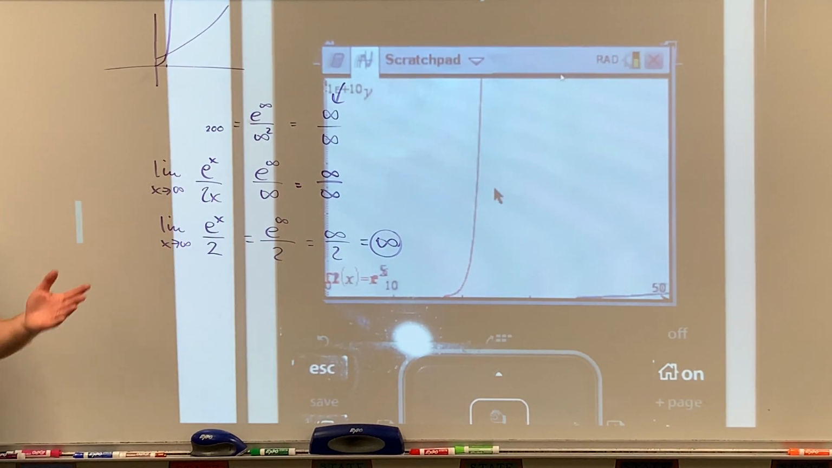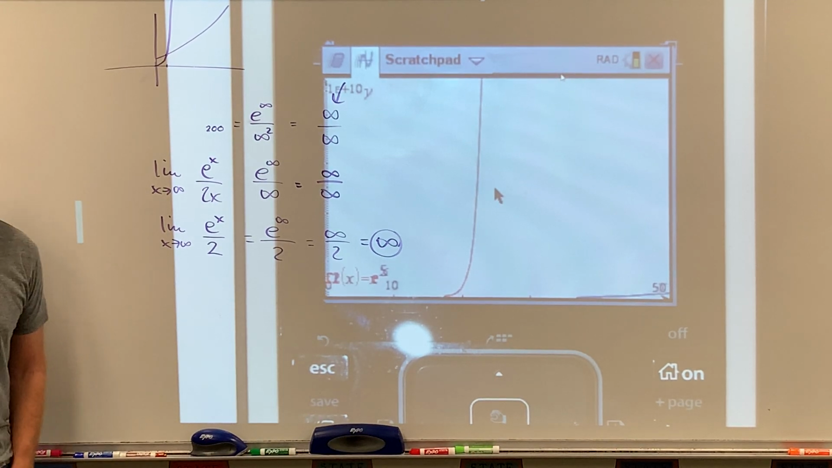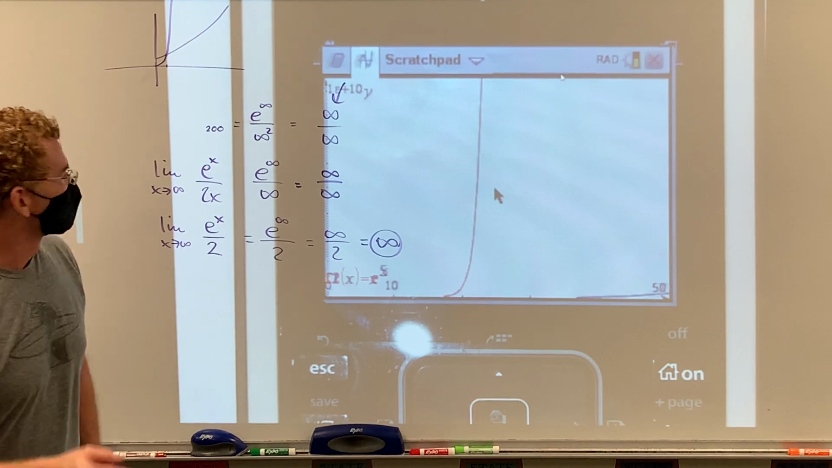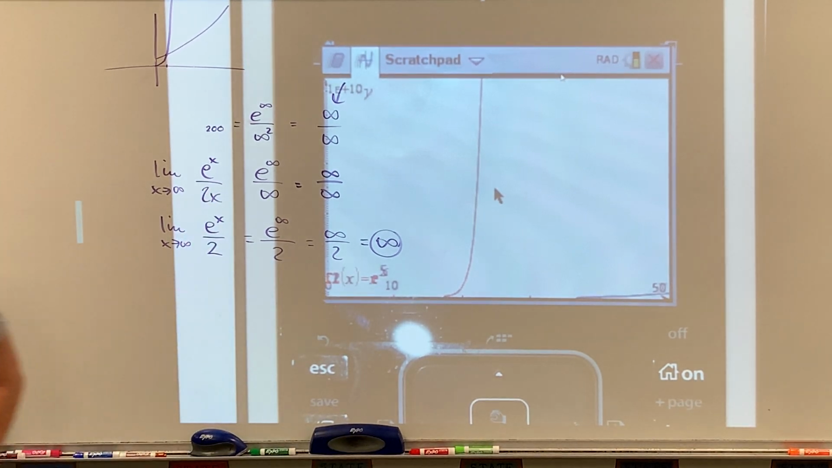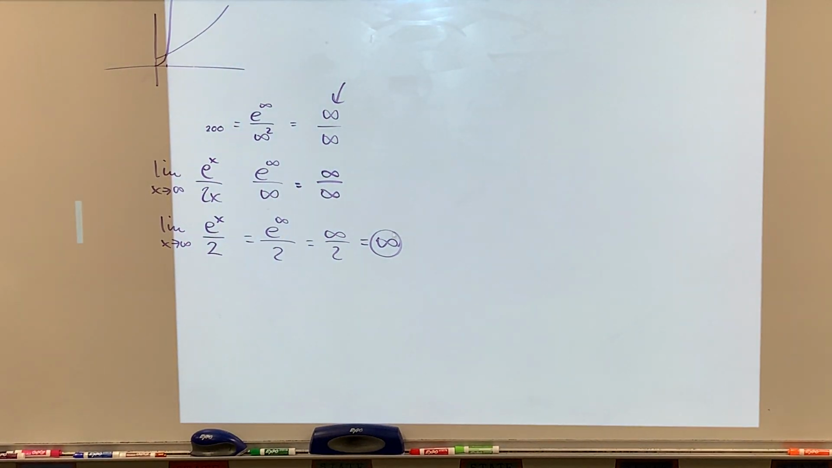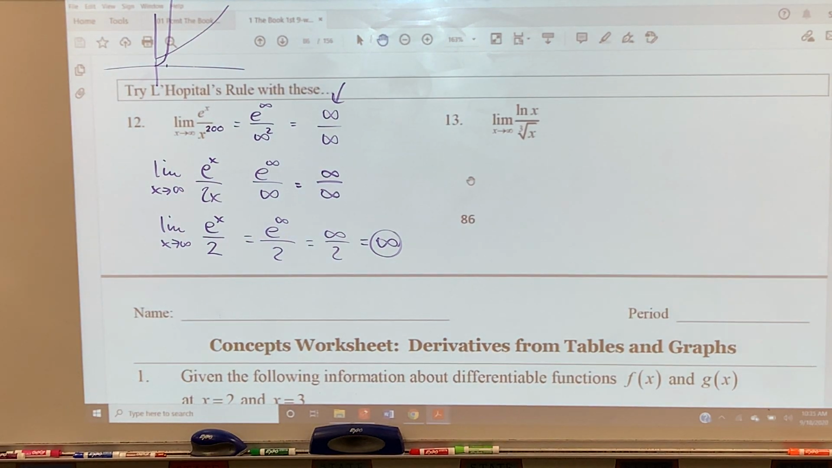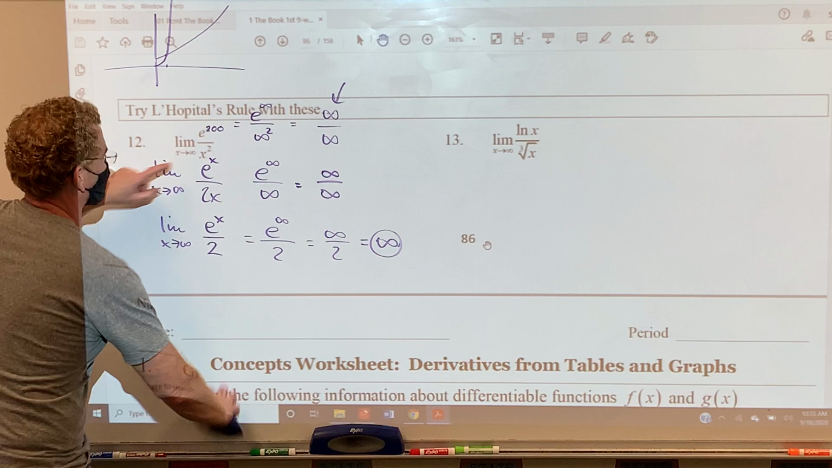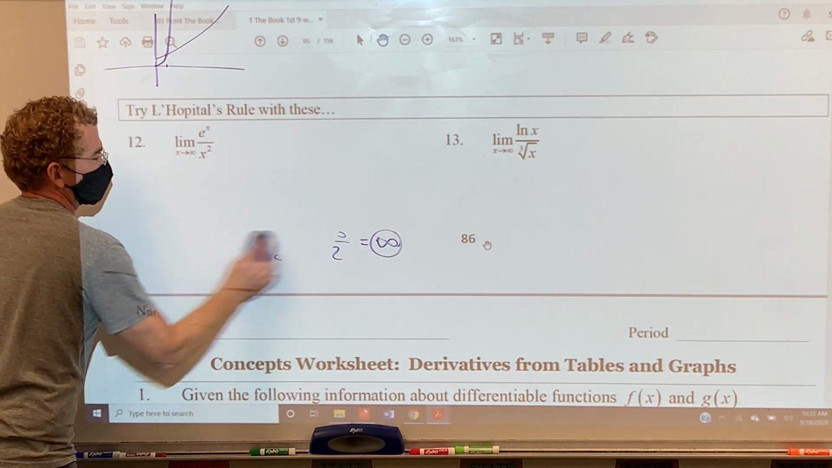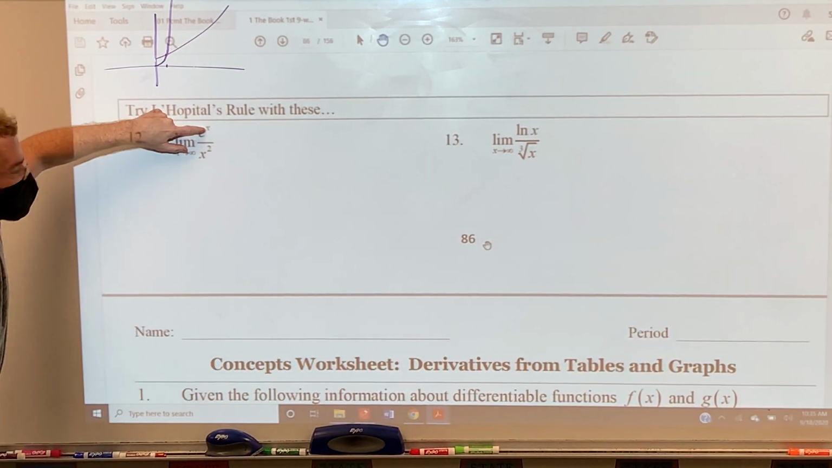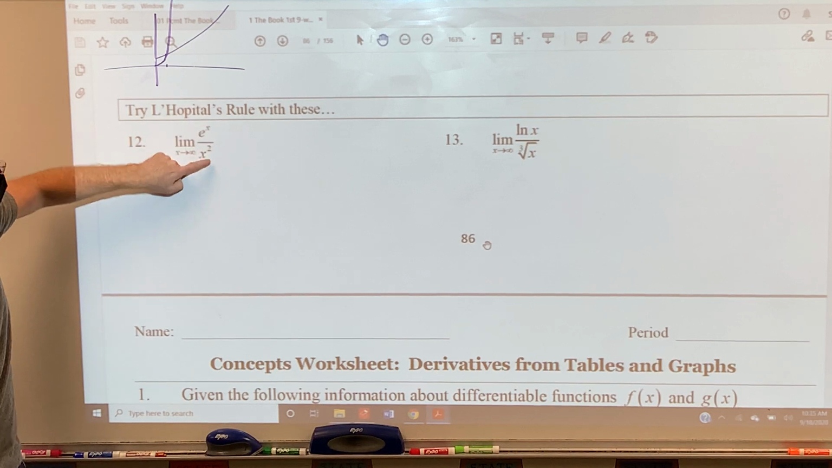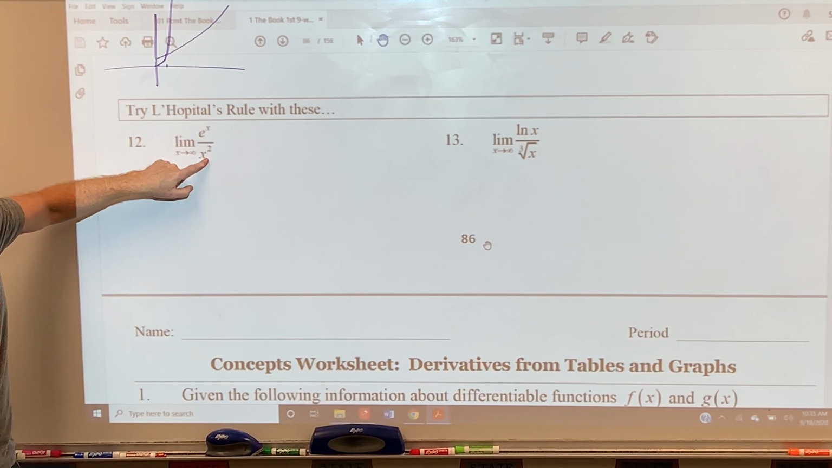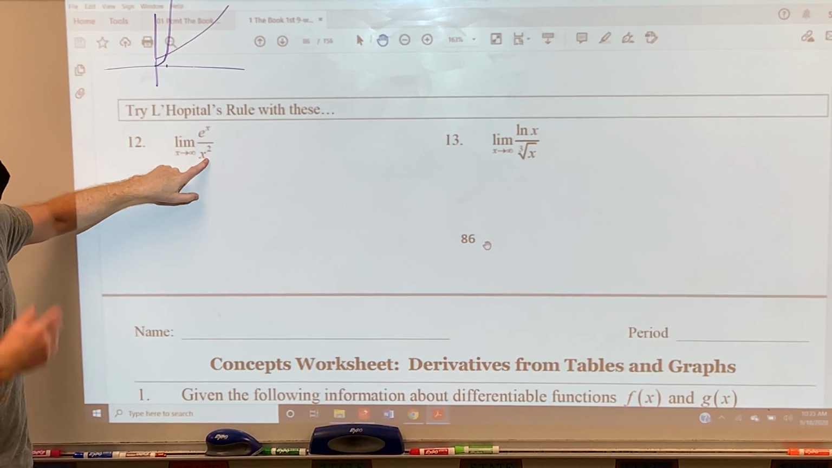Bottom line is this. What's the fastest growing function we know in this class? Exponentials. So I don't care about these. It does not matter how big this number is in the bottom. If an exponential is in there, it's always going to grow faster than a power function. And if you logically think through it, L'Hopital's plays that out.